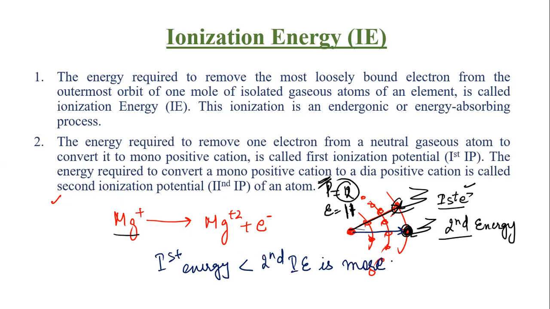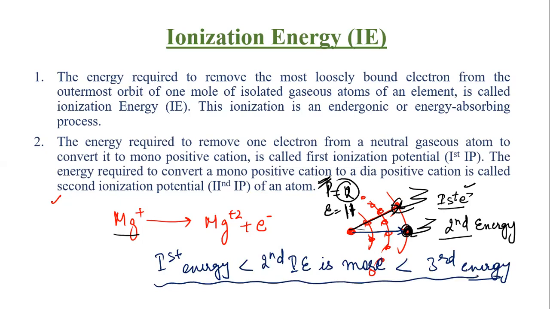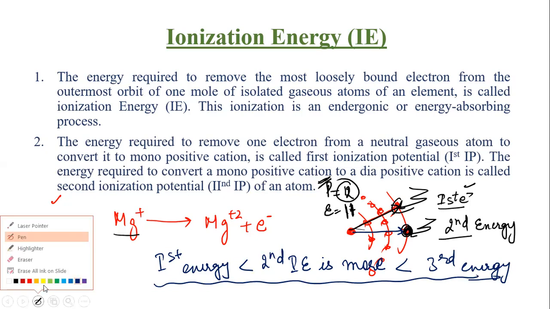Then suppose if there is a third electron, I need to again give more energy. So that would be even more, the third energy. Clear? Got it? So chemistry is very easy. It's just the way you are looking at it. Whatever you observe in your day-to-day life, just try to apply it there, so it will be easy for you. I think now you will never forget this part. Any doubt? Okay, very good.